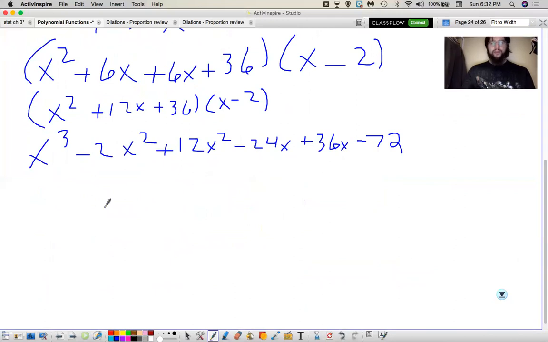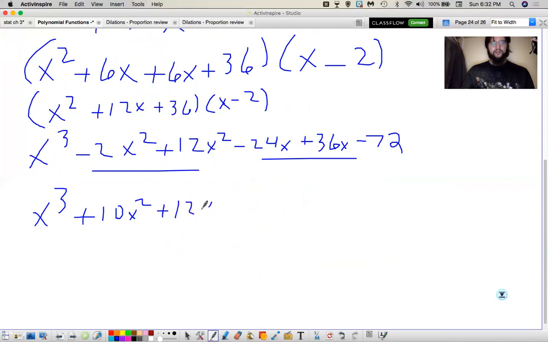Combine your like terms. They're right next to each other, so that's nice and easy. x cubed plus 10x squared plus 12x minus 72. Let's graph it. Let's check and make sure it's working for us.